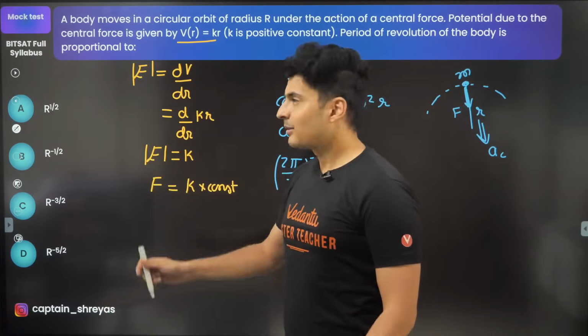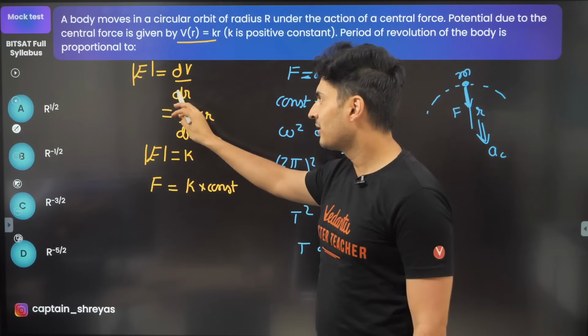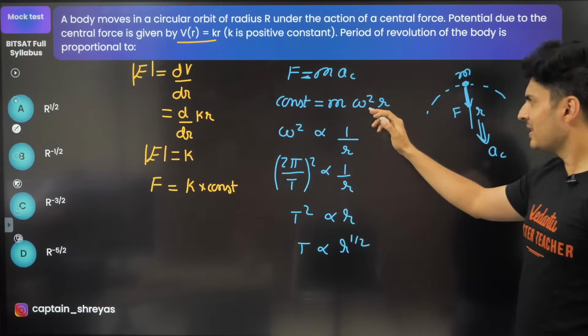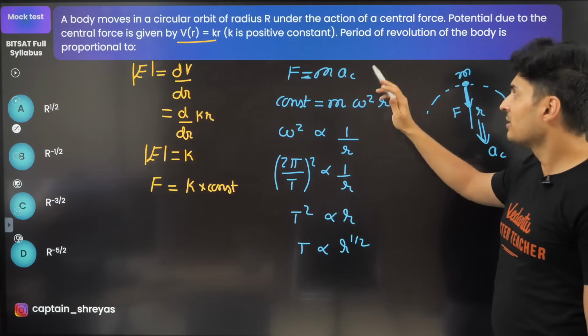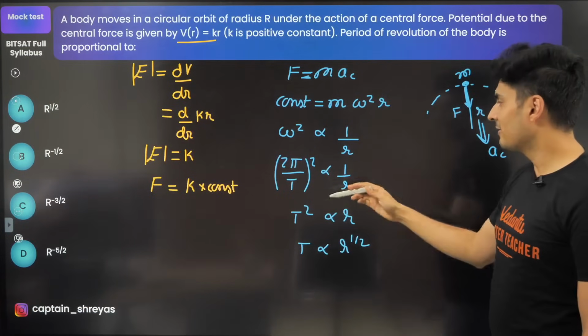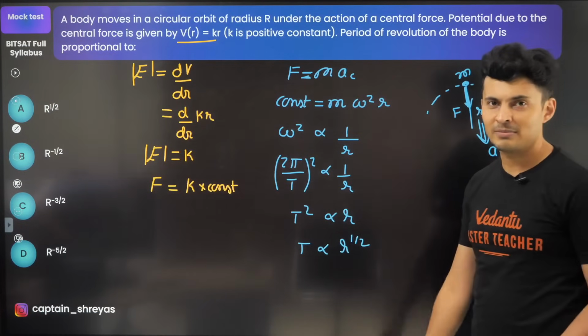So like I said, first, you find out field. From field, find force. Then use Newton's laws. You will see that it has angular speed. Angular speed is related to time period by 2 pi by T. That should click. That's it. After that, it's a straightforward manipulation.